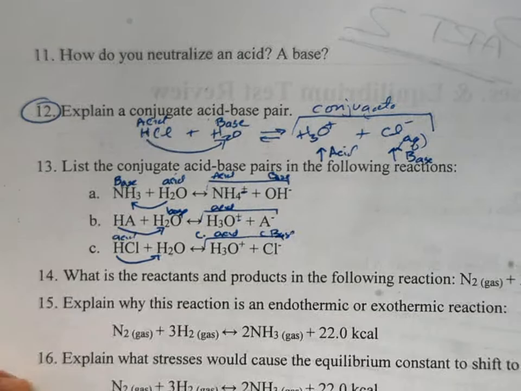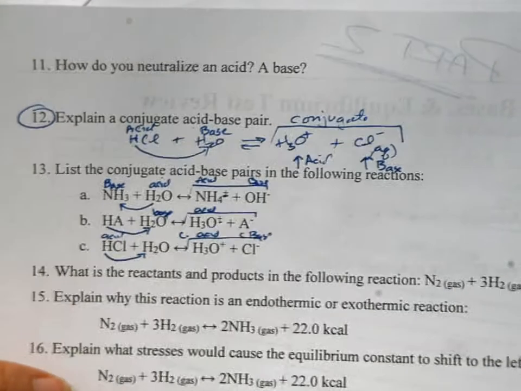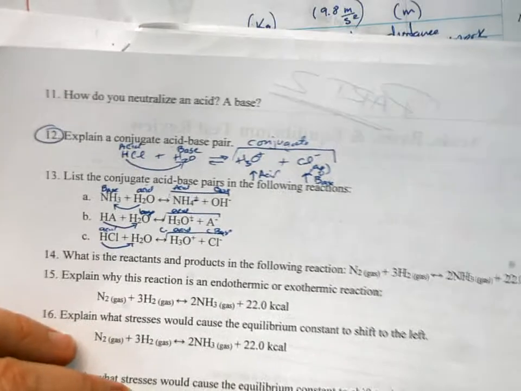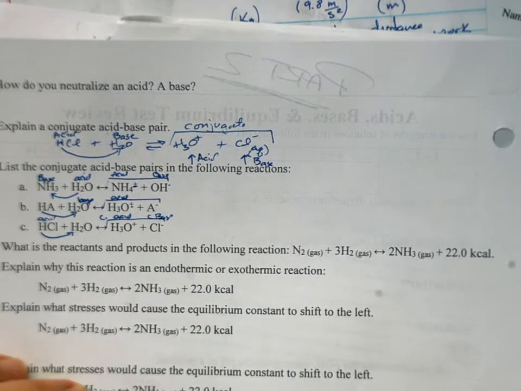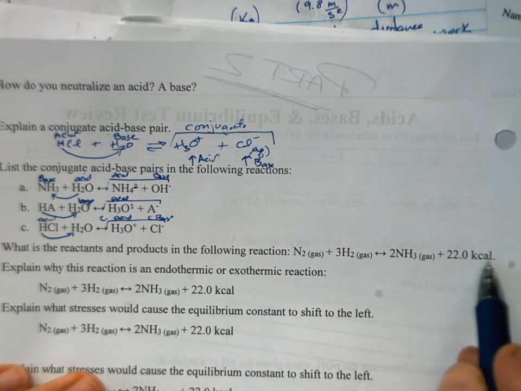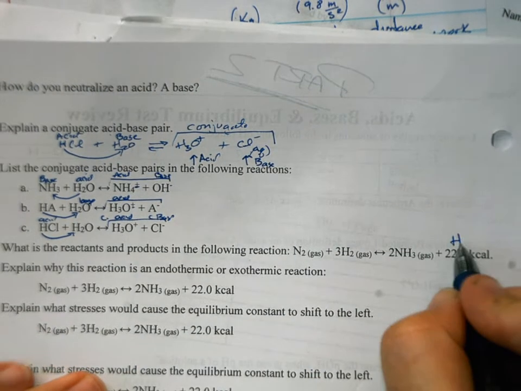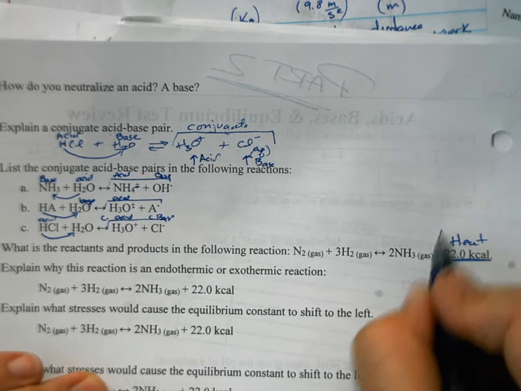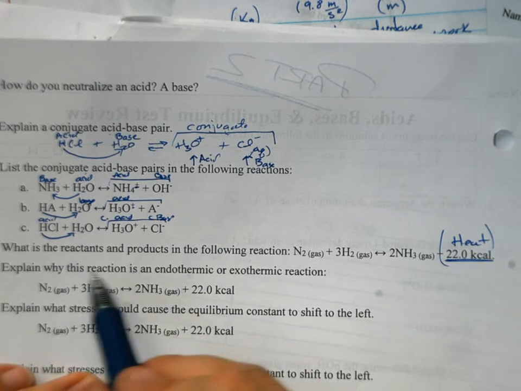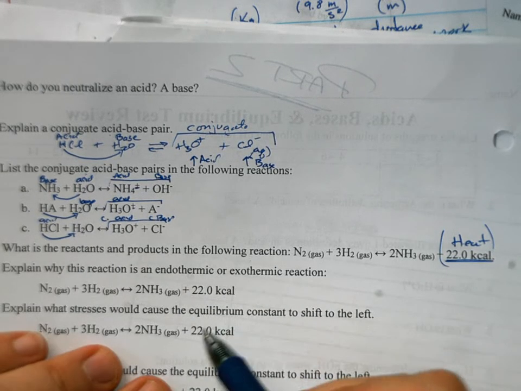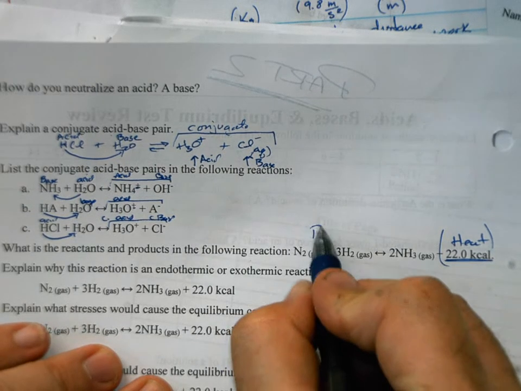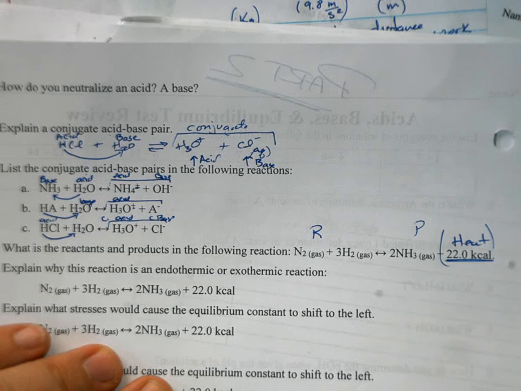Okay, number 14. Let's see, I've got to zoom out for this one, sorry. Can't get it too close here. Now, first off, when we see kilocalories, just put heat, okay. It's just telling you how much heat, but anytime you see kilocalories, that's the same thing as saying heat. What reactants and products are in the following? Are you kidding me? That easy? Okay, these are the reactants over here. These are the products.